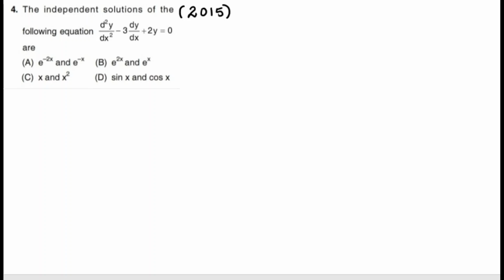The next question was asked in 2015. The question says: find the independent solutions of the following equation, that is, d square y divided by dx square minus 3 times dy divided by dx plus 2 times y, which is equal to 0. First I am going to rewrite this equation, that is, d square y divided by dx square minus 3 times dy by dx plus 2 times y equal to 0, right?